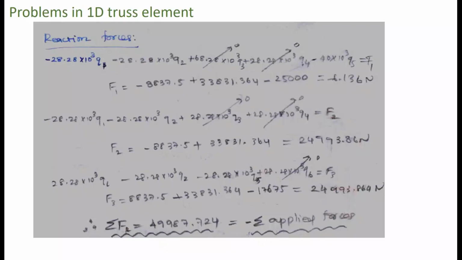So for node 1 it is minus 6.136 Newton, and for node 2 it is 24,993.86 Newton. Then F3 equals 28.28 into 10 to the power 3 times Q1, minus 28.28 into 10 to the power 3 times Q2, minus 28.28 into 10 to the power 3 times Q5. That value will be 2499.384 Newton. So finally we get the reaction force of 49.987, where the applied force is equal to the reaction force. So the reaction force will be negative.